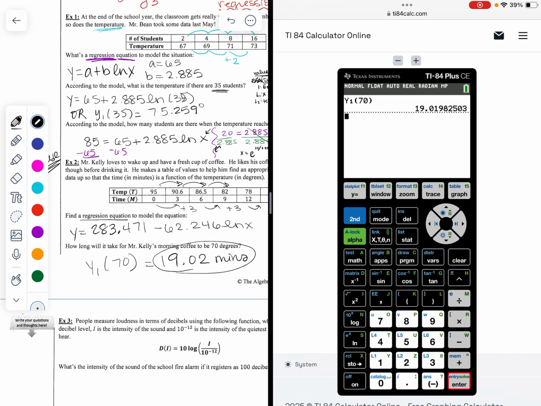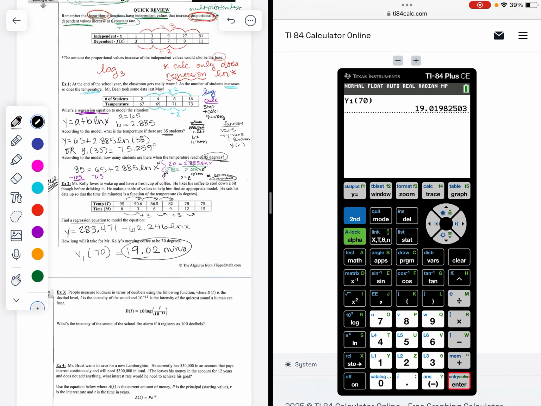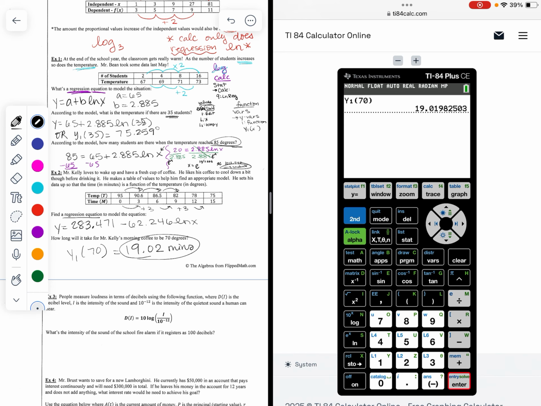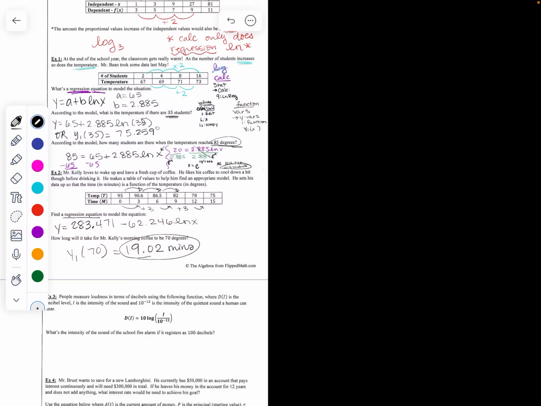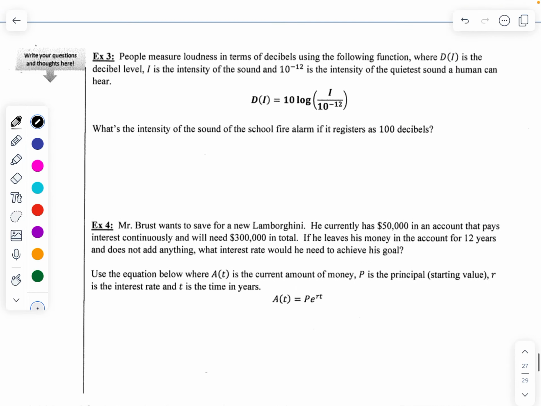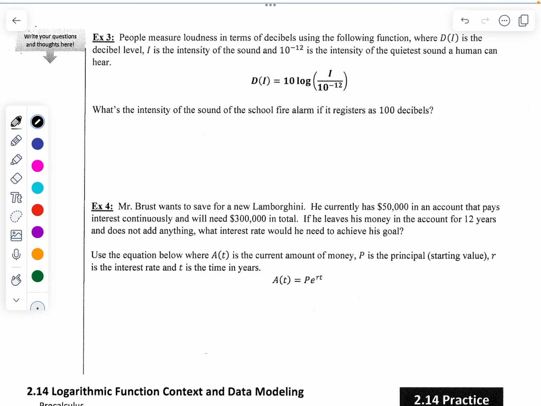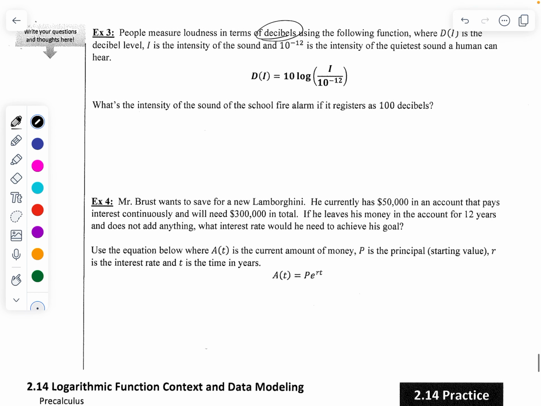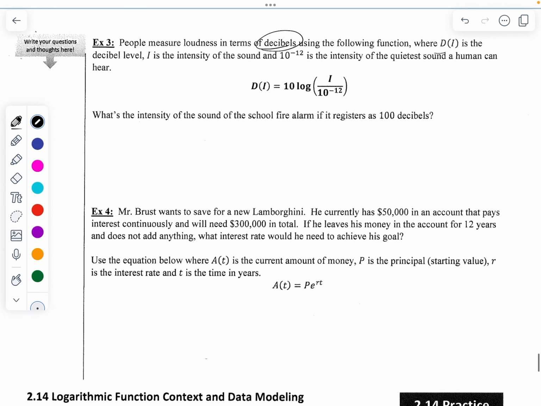Okay, looking at this next bit. It says people measure loudness in terms of decibels. So hopefully you've heard of decibels before. That's how they measure how loud something is, where D of I is the decibel level and I is the intensity of the sound. 10 to the negative 12 is the intensity of the quietest sound a human can hear. The question, so they give us the function here. What's the intensity of the sound of the school fire alarm if it registers at 100 decibels?